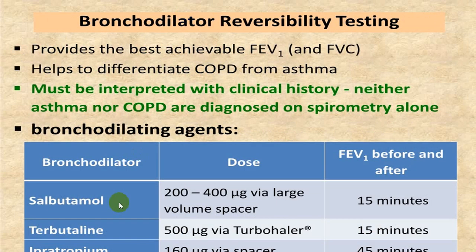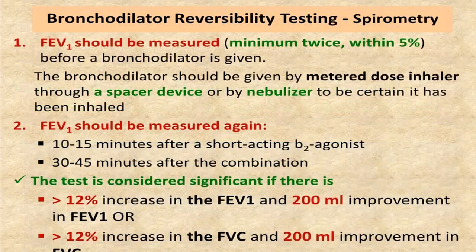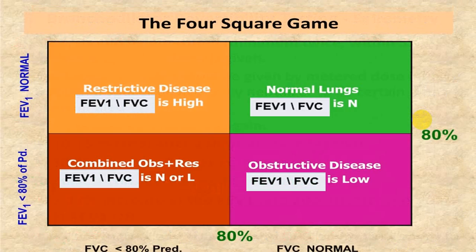For a bronchodilator, you can use salbutamol, terbutaline or ipratropium, and you will have to do the test after 15 minutes for salbutamol and terbutaline, but after 45 minutes if you use ipratropium. And then you look for the FEV1 reversibility. If there is more than 12% or 200 ml improvement in FEV1, it is straightforwardly reversible. And if there is no improvement, it is not reversible. It will be more in favor of COPD.